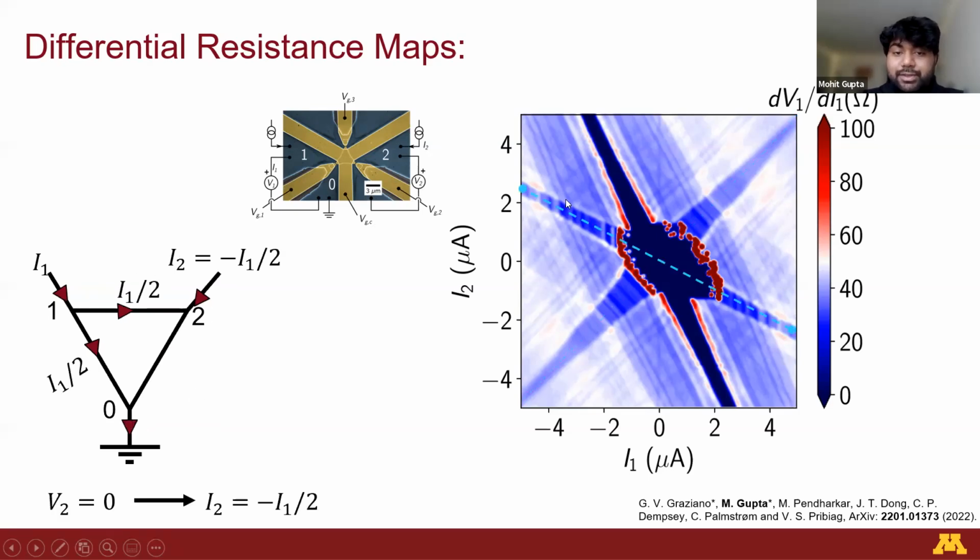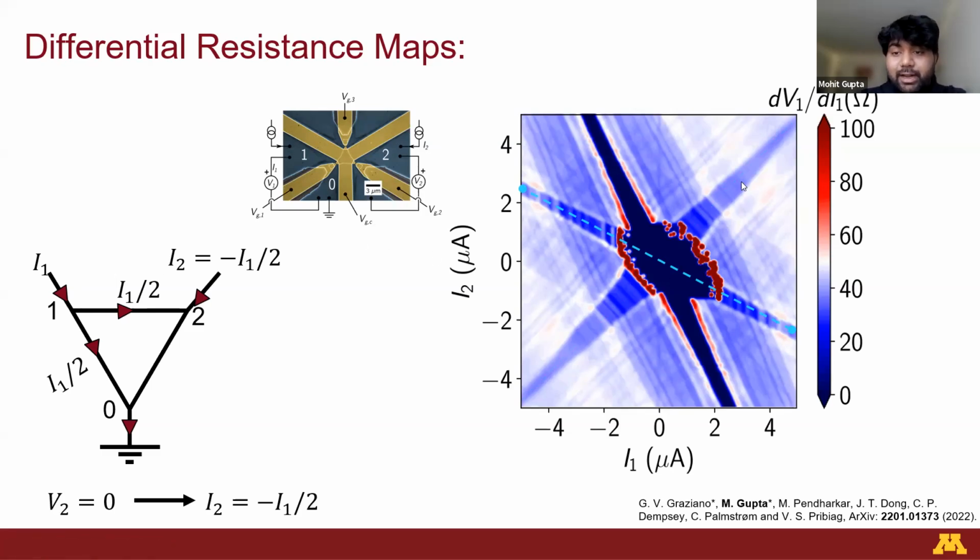Similarly, you also get a feature along I2 equals minus I1 over 2. That is when the junction between terminal 0 and 2 superconducts. And again, the excess current flows through that. So you don't have a resistance, a voltage change between terminal 0 and 1. So that's the story of these three superconducting arms.